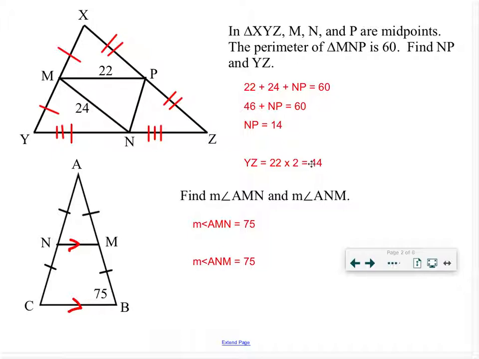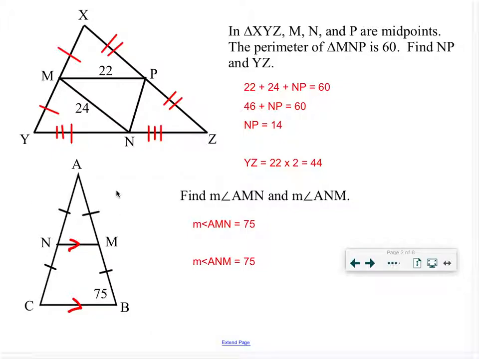In the next example, they want us to find the angles. You can see by the markings that M must be the midpoint of AB and N must be the midpoint of AC. So those are very important things because now that I know that this is a midsegment, I also know that NM and CB are parallel from the theorem we did before. That is very important.